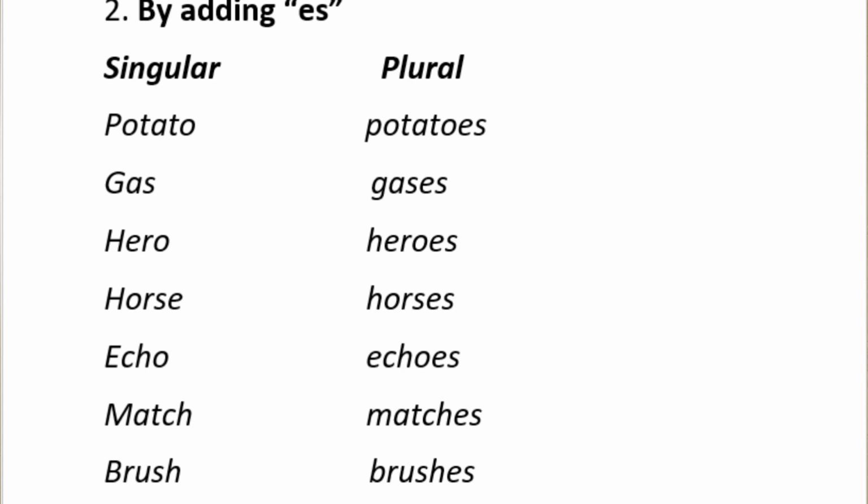Now let's go to the exceptional rules for the pluralization of nouns. I call them exceptional because you have to look at the pattern of the words to get the accurate plurals of these nouns. Not all nouns carry s or es. So what are those exceptional rules?